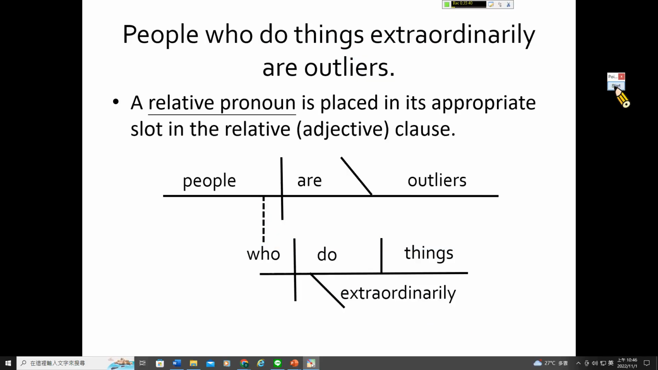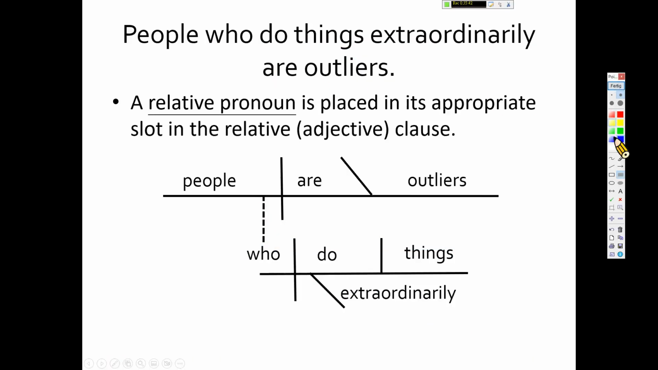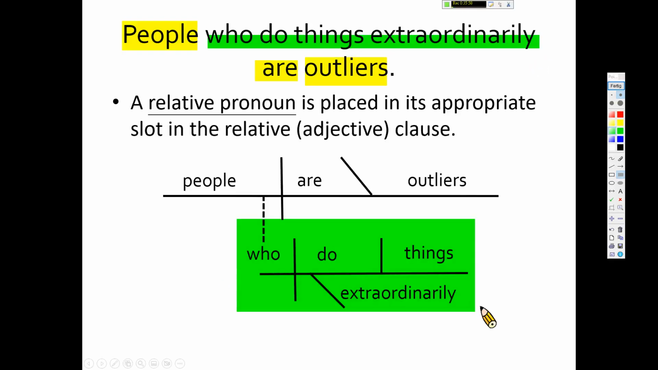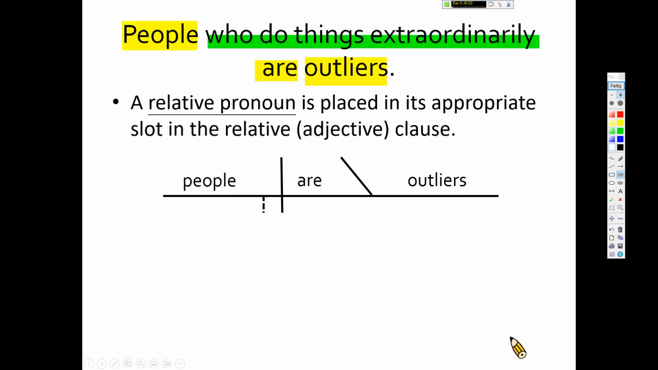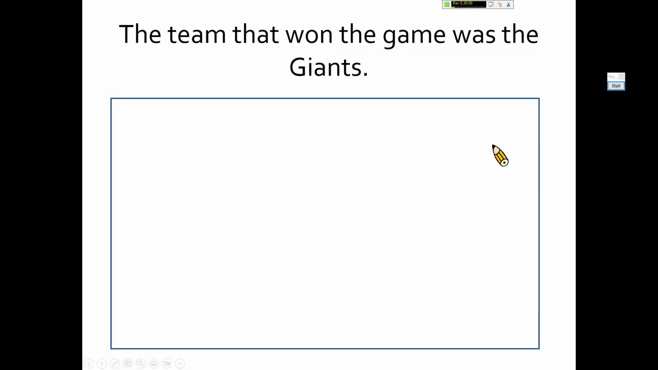So altogether you can see the primary components for this one is people are outliers. And the long clause here, who do things extraordinarily, is an adjective clause, is over here. And since it is an adjective, we can take it away without any problem. So people are outliers. Is that right?